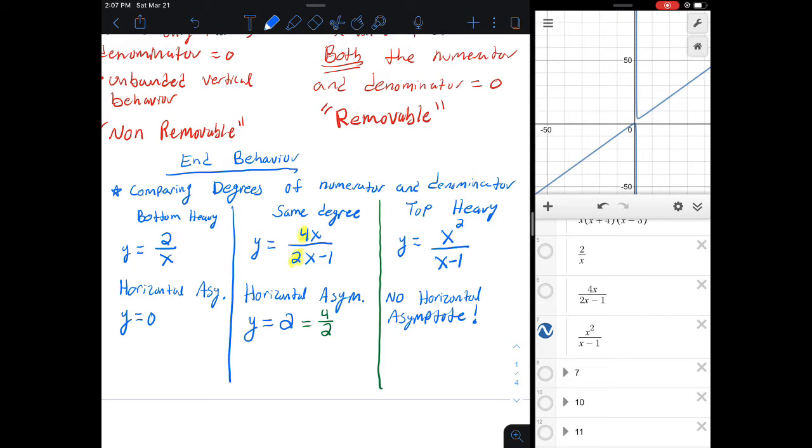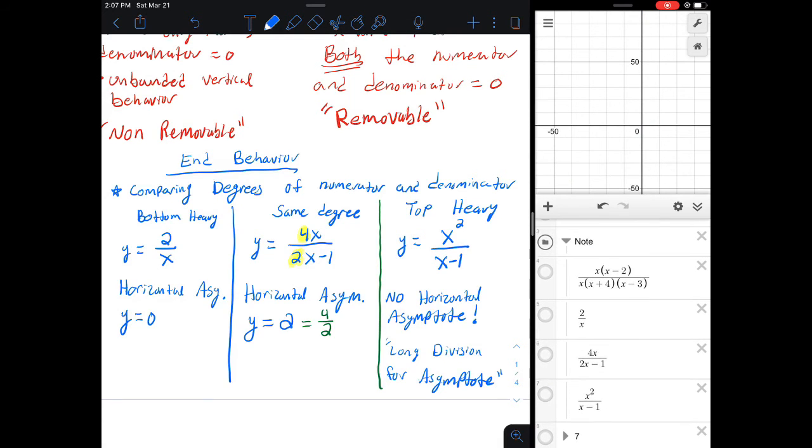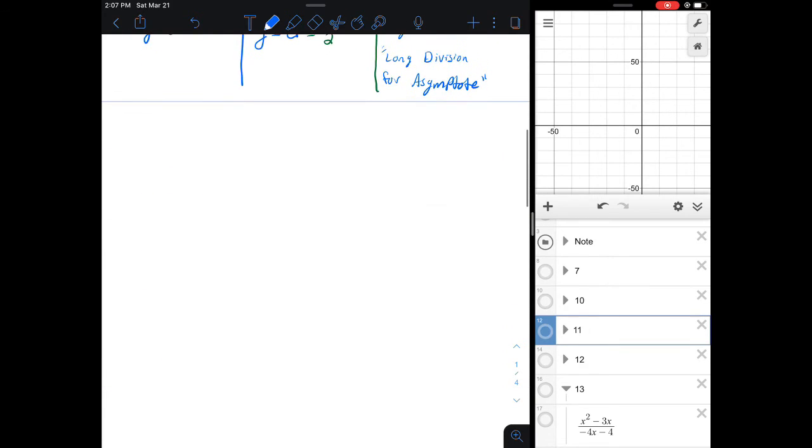Now, to find the end behavior, we would do long division. But in this video today, we're not going to do that. We're just going to classify and see the horizontal asymptotes either being at the x-axis or at the ratio of the coefficients. And if it's top-heavy, we're just going to say, oh, there is no horizontal asymptote. All right, so those are our key features for rational functions. Now, let's start working on some examples.